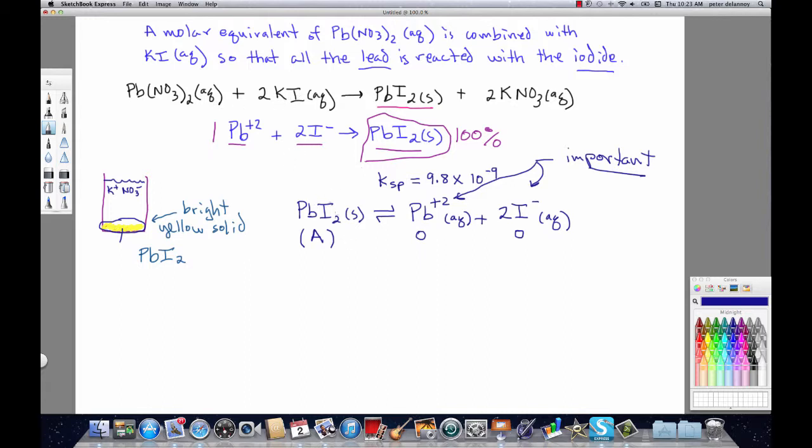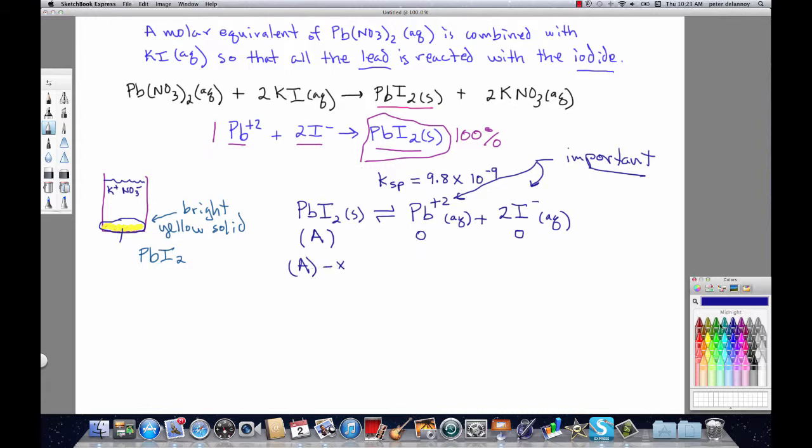And then once the solid forms, equilibrium would be established, producing a very small amount of the lead ion, and a very small amount of the iodide. So we can show that transition this way, where the A is going to decrease by an X value.